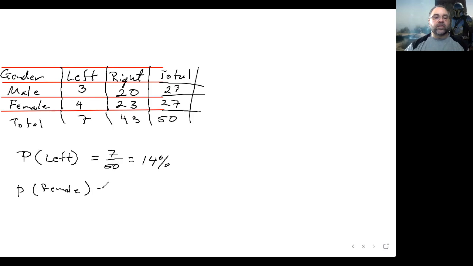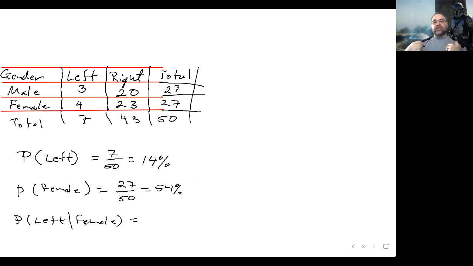If we randomly selected somebody from this population, the probability they're female would be 27/50, which is 54%. But if I asked you, what is the probability that they're left-handed given the person was a female? Well, as we look at our chart here, we're going to ignore the fact that anybody in the study was male. We're just going to ignore that for a second.